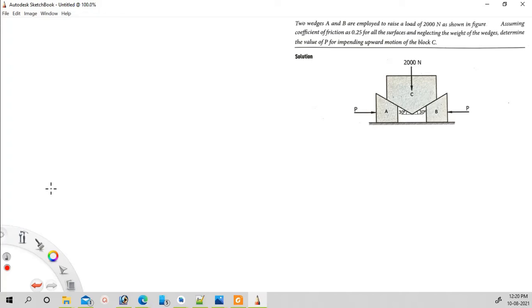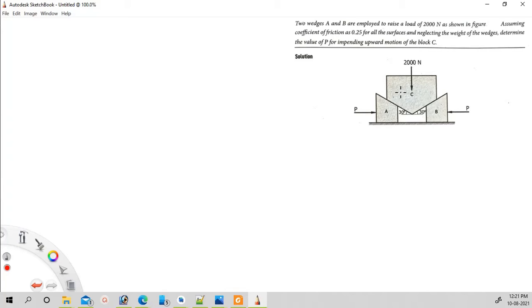How can we solve this? The same way as we did for the previous problem, we have to split these three blocks into separate blocks. Then draw the free body diagram by separating the reactions and forces acting on it. Draw the free body diagram correctly. Then apply sigma H equal to 0, sigma V equal to 0. Then you will get the answer.